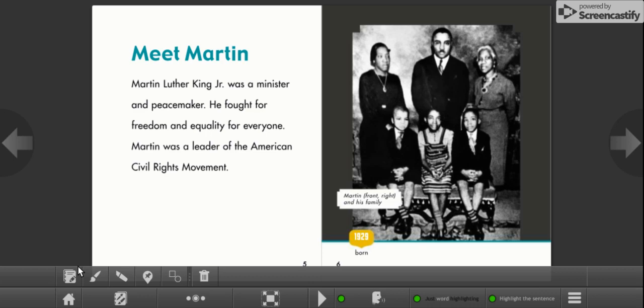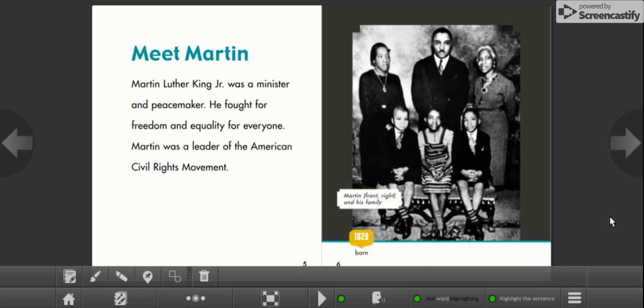Now, all of us know that before we can annotate any text, we need to read the text one time for gist, figure out all those important vocabulary words, and then we're ready to focus and closely read for what we're looking for. And in this case, what did Dr. King do to help the civil rights movement?